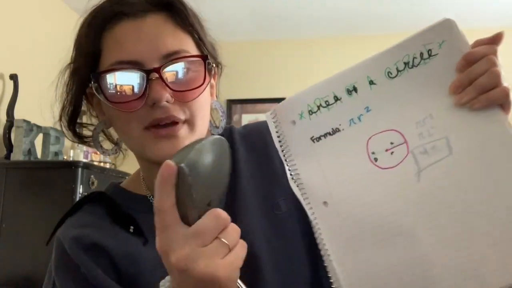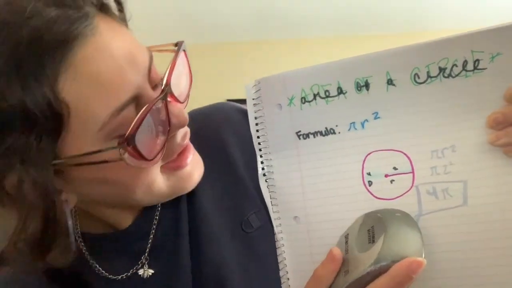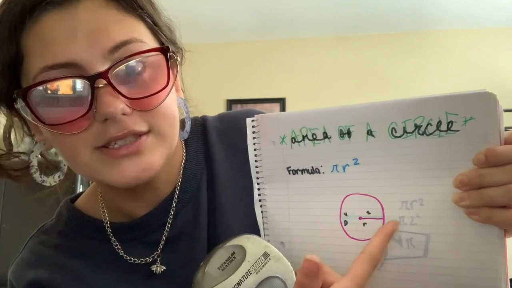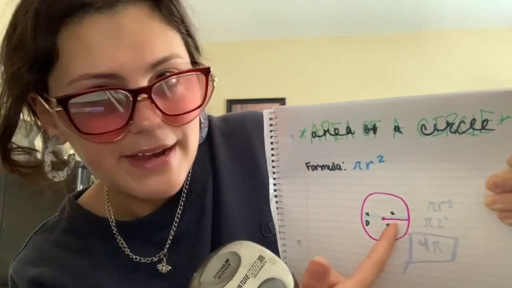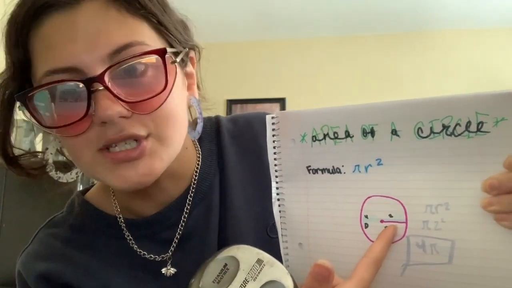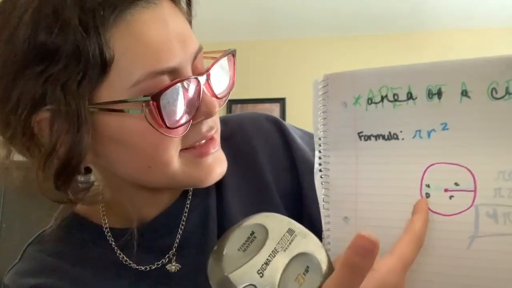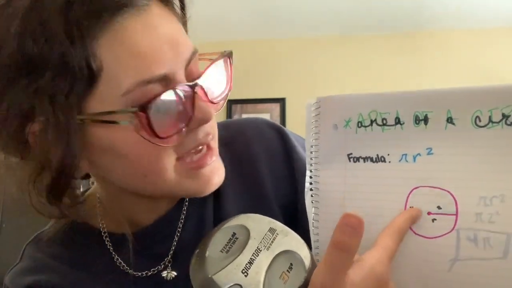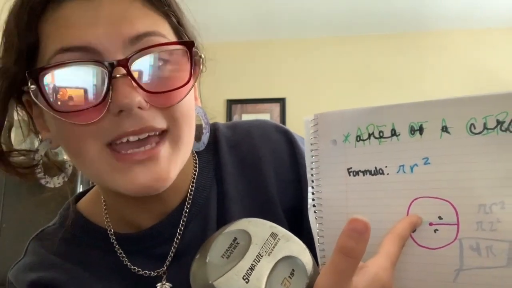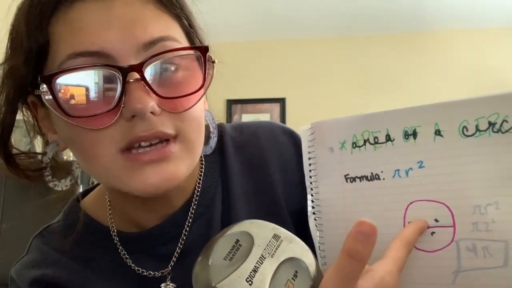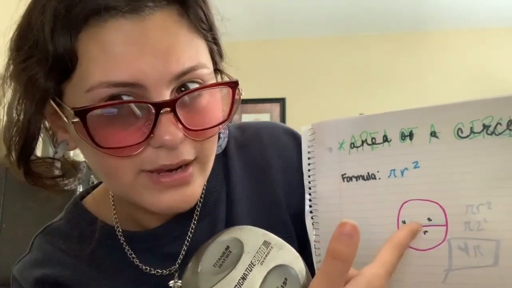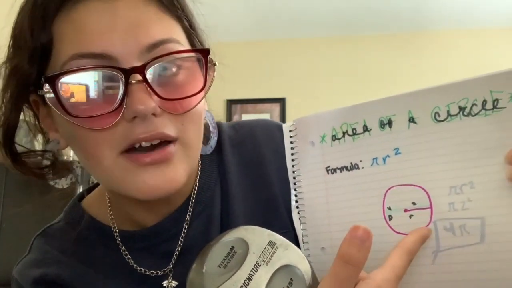Let's start off with, this is our circle, and so it's pi r squared. R stands for radius. This is our radius. It's a small portion of your circle, and then this is your diameter. It's about half of your circle. So your diameter is always going to be 2 times your radius. So if your diameter is 4, your radius is 2.